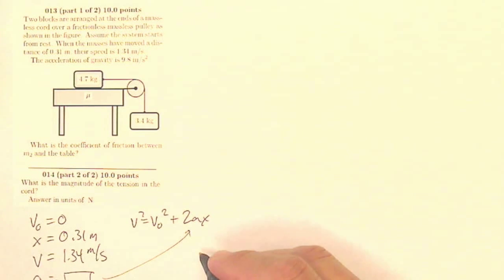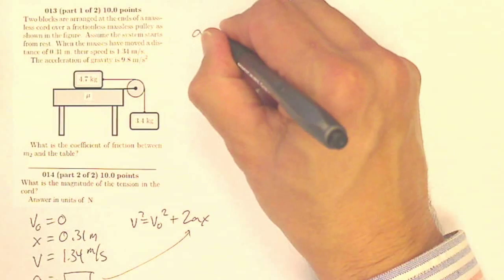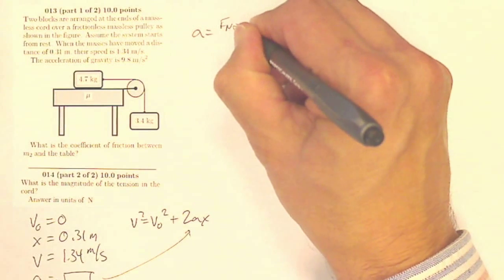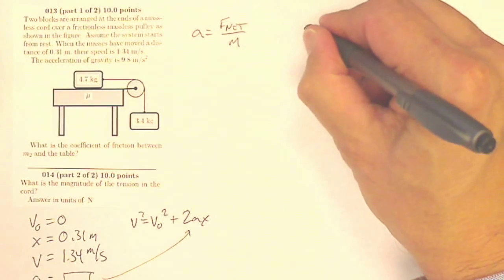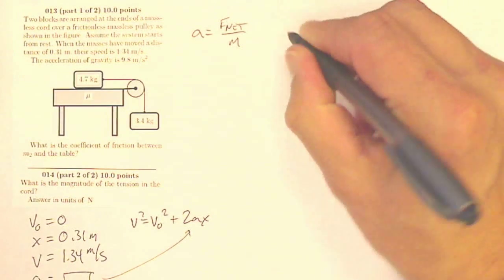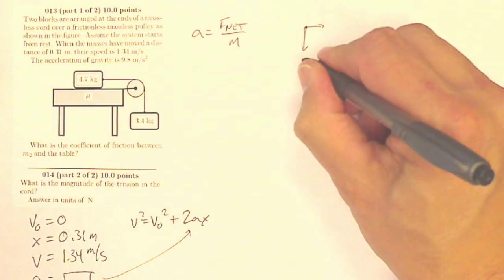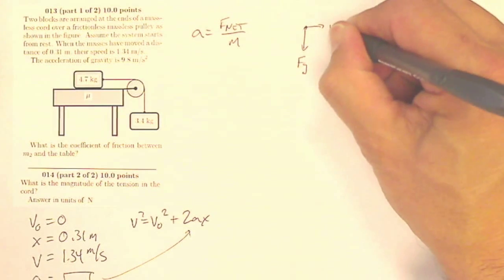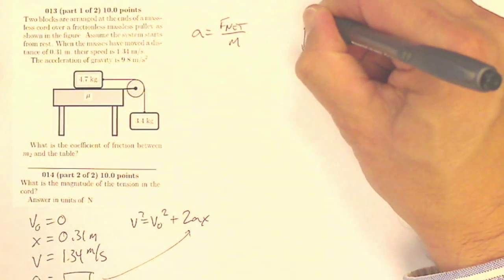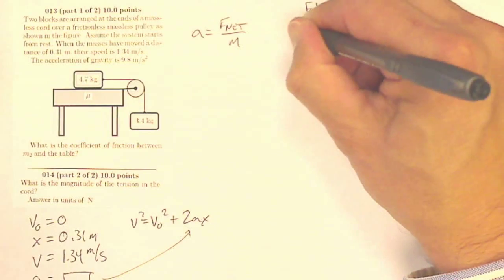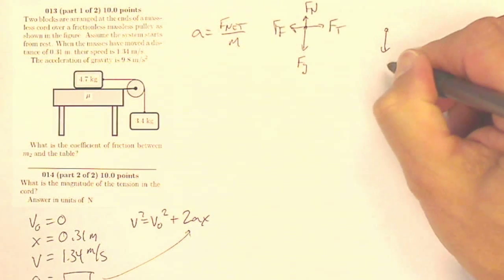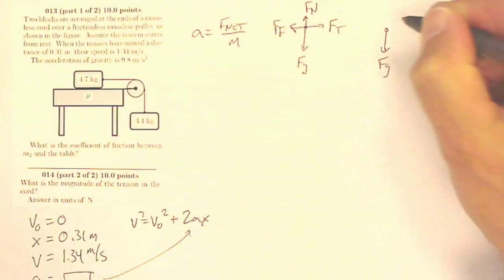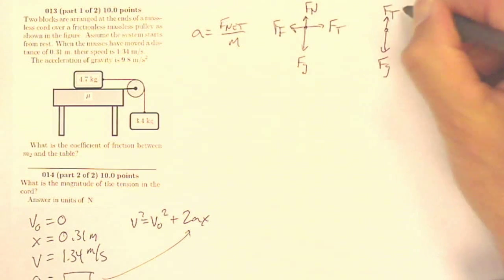Now that I know my acceleration, I know that my acceleration is going to be my net force divided by the mass. Well, my net force, I need to think about those free body diagrams. So this block up here, the 4.7, has gravity down, has a tension to the right, has a normal force up, and has a friction to the left. My hanging block has a gravity on it and has a tension up this way.